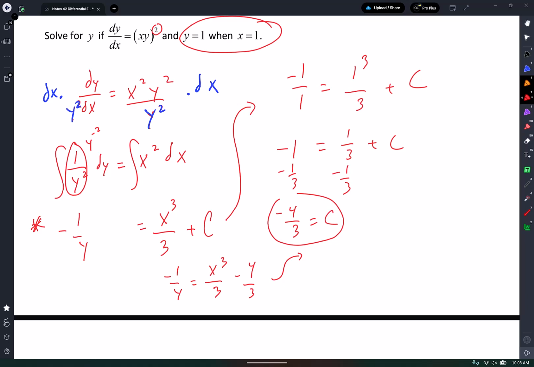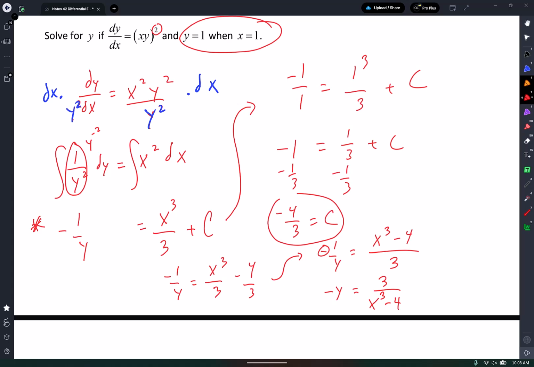Negative 1 over y, since the denominators are both 3, I'm going to write it like this. X cubed minus 4 over 3. Are we still okay? Because I have a fraction, I can just flip both of these. See? Look, there's a negative there. Negative y, that's what y divided by negative 1 is, equals 3 over x cubed minus 4.